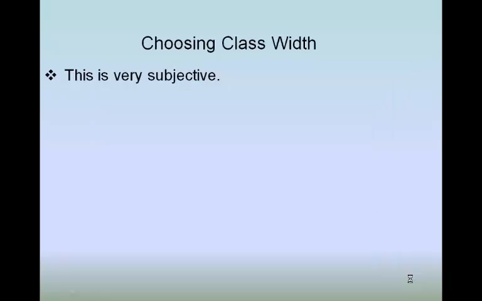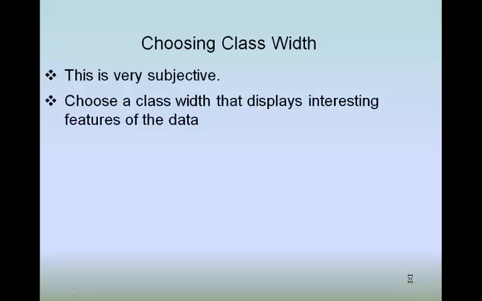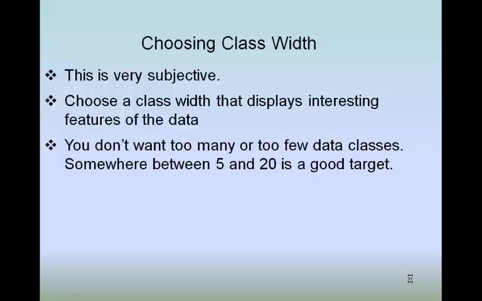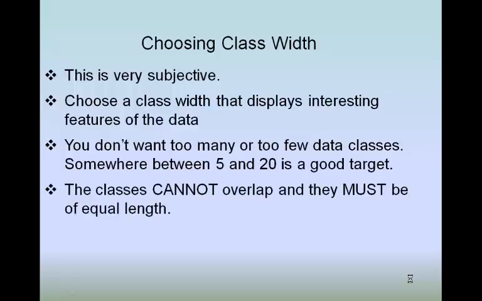Choosing class width is something that's very subjective. There are no real hard and fast rules that say, yes, you have to do it this way. You want to choose a class width that displays interesting features of the data. You don't want too many or too few classes. Somewhere between 5 and 20 is a good target. The classes cannot overlap and they must be of equal length.